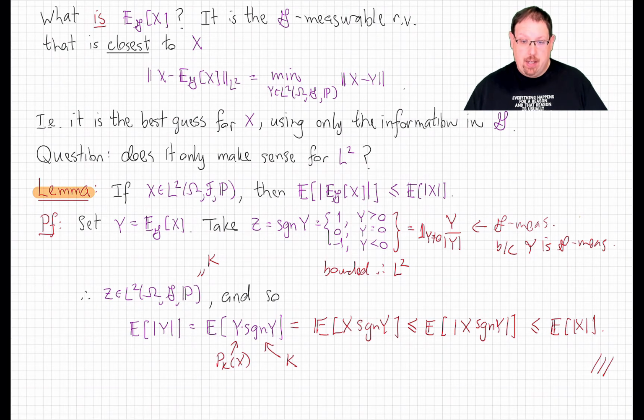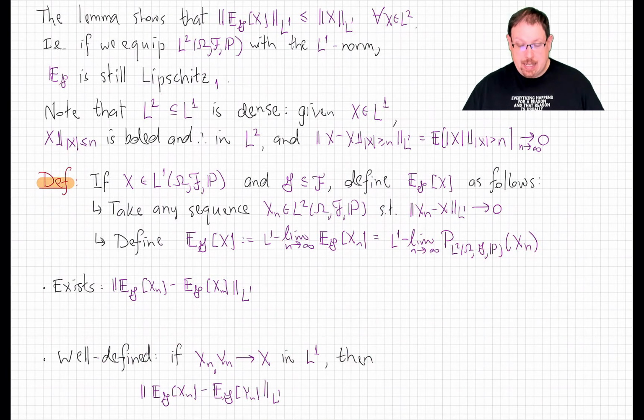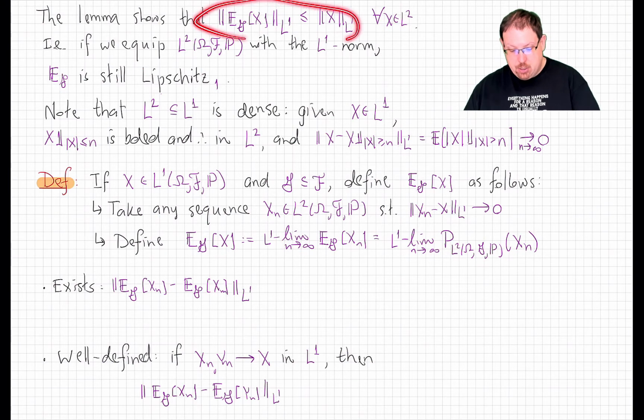Now what that means is that we can actually extend this linear transformation, conditional expectation, to be a contraction on all of L1. The reason for that is a general abstract nonsense theorem called the BLT theorem, or bounded linear transformation theorem. But instead of appealing to that, we'll just write out the details right now because it's really not very hard. That lemma shows that if X is in L2, the conditional expectation is a contraction in L1 norm on L2.